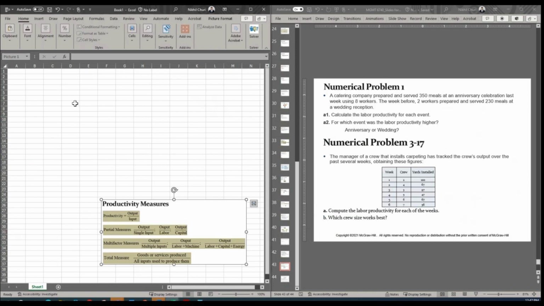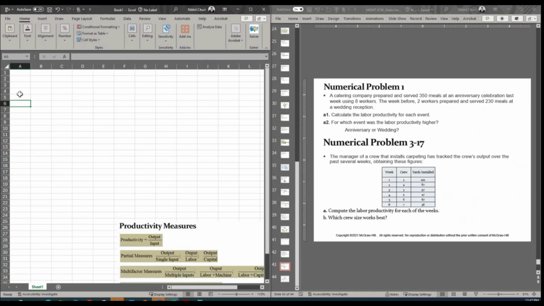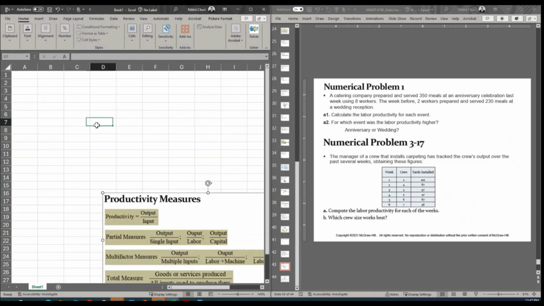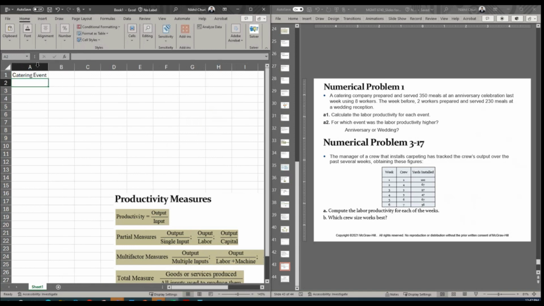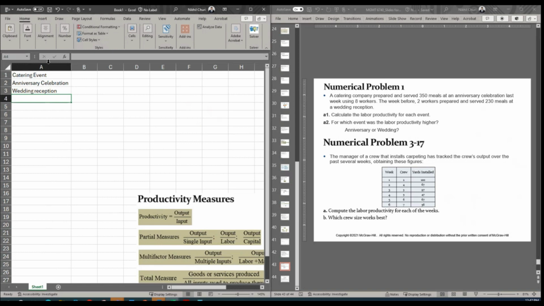So problem number 1. Let's start formulating it. I'll make this a little bit bigger so that you can see it properly. The first category I'm starting is catering event. So that was the first, and here they say anniversary celebration and wedding reception. Anniversary celebration, second one was wedding reception. And let's make this bigger.